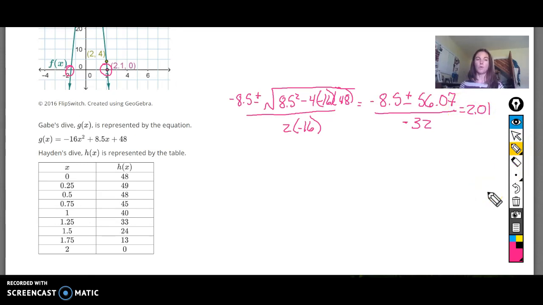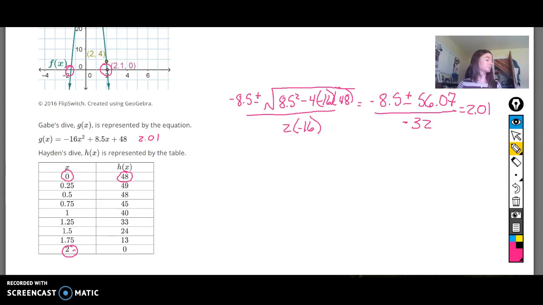Okay, so what that's saying is that Hayden is hitting the water at 2 seconds. Gabe is hitting the water at 2.01 seconds, and Fabian is hitting the water at 2.1 seconds. So the fastest rate of change, since they're all starting at 0 and 48, the fastest rate of change to get all the way back to 0 is that 2 seconds, okay?